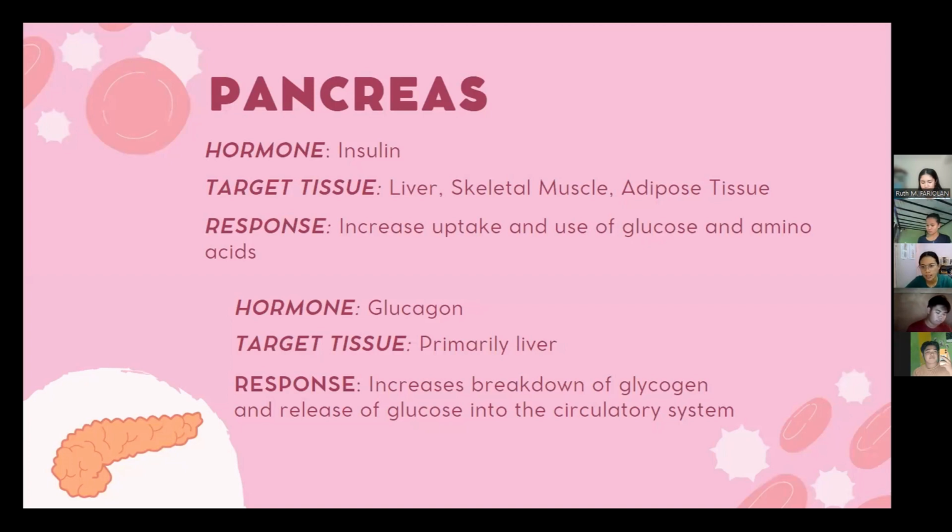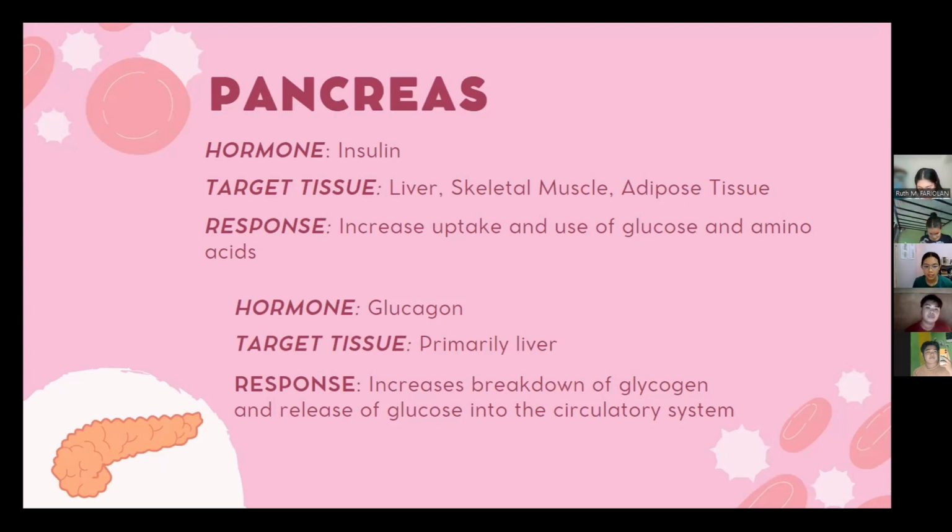Next is the pancreas. In the pancreas, we have two hormones, insulin and glucagon. For insulin, its target tissues are the liver, skeletal muscle, and adipose tissue. Its response is the increased uptake and use of glucose and amino acids. For glucagon, its target tissue is primarily the liver. Its response is increased breakdown of glycogen and release of glucose into the circulatory system. Insulin and glucagon, which are produced by the pancreas, work in tandem to regulate blood glucose levels.